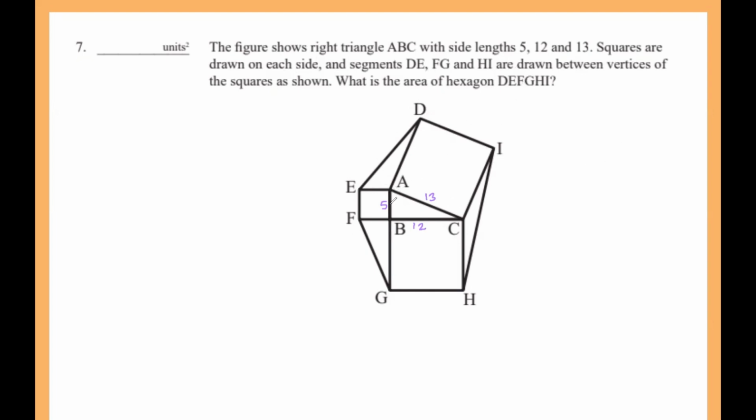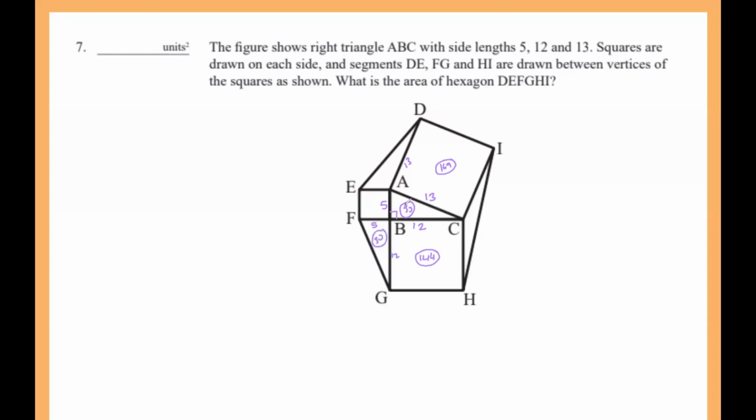We can find the area of ABC, which is not too challenging. It's a right triangle, so 5 times 12 over 2, which is 30. This square has 13 on each side, so this is also 13, and you get 169. The same idea here gives 144. And this triangle is identical, because FB is also 5 and BC is also 12, so this area is also 30.